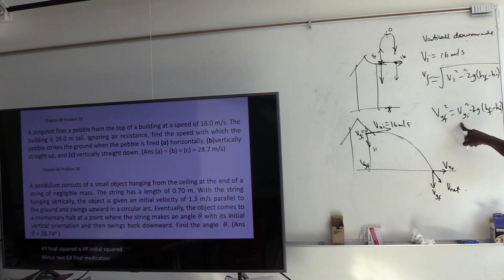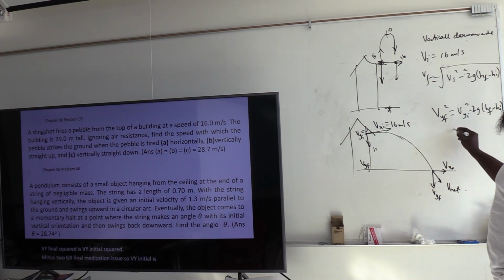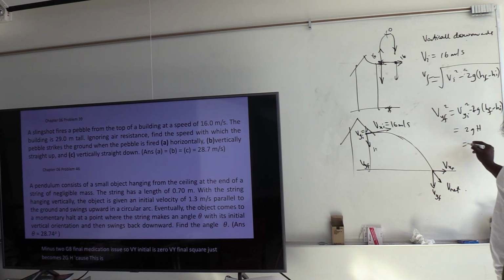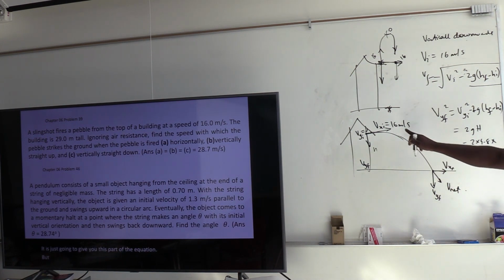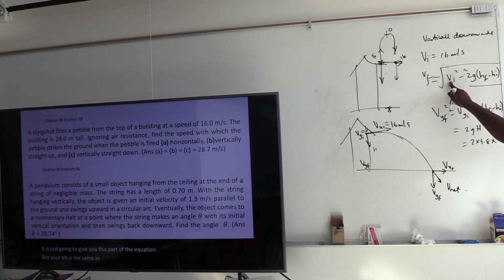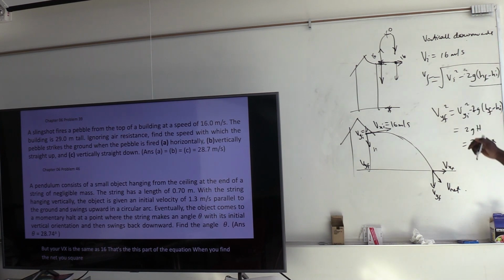Vy final squared is Vy initial squared minus 2g times H final minus H initial. So Vy initial is 0, Vy final squared just becomes 2gH because this minus becomes plus. So it's just 2 times 9.8 times H, which gives you this part of the equation. But your Vx is the same as 16. That's this part of the equation. When you find the net, you square this, square that, and find the square root, and that's what you're going to get. Is that okay?